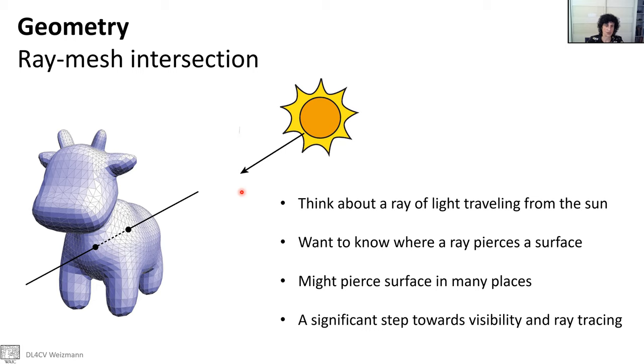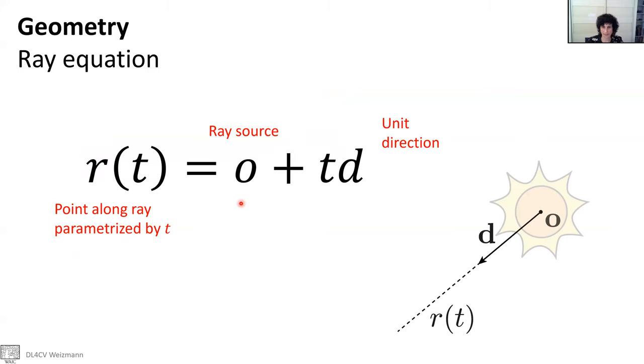Actually, there are ways to do it fast, but we'll first explain how to do it in a naive way. This is just some algebra. I'm going to express the ray by the ray source O, by some unit direction D, illustrated here, and by some parameter t that I don't know, which parameterizes the ray that starts at source O in direction D. This is the ray equation. If I also have the parameterization of one triangle in a mesh, I can determine whether the ray and the polygon intersect.